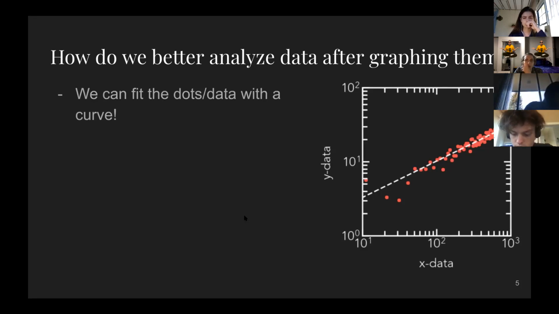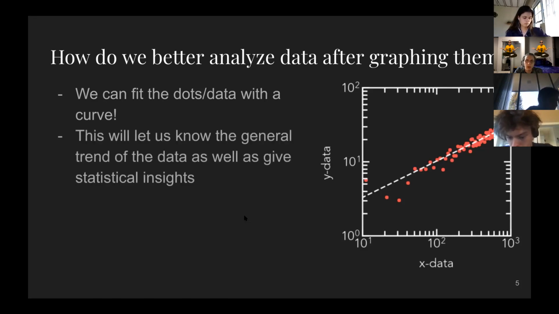And we can do that by fitting the dots or the data with a curve, say a function. If your data looks like a straight line, well, what are the parameters of that straight line? Is it a slope of 1? Is it a slope of 10? Where's the intercept? That might be really important for indicating some information about the system that you're analyzing, the boundary conditions, if you will. This will let us know the general trend of the data as well as the statistical insight.